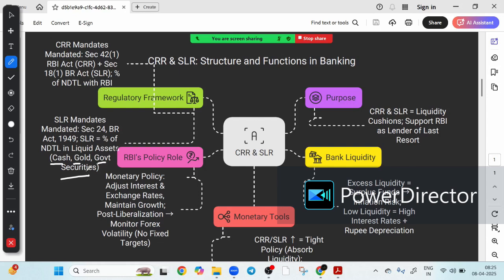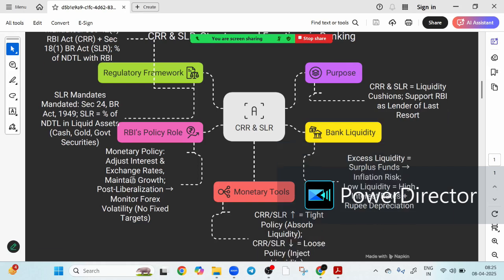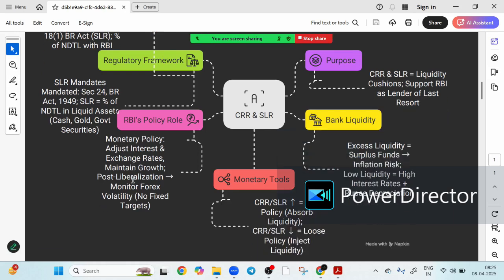But why do we need them? That is where the purpose comes in. Let's look at the purpose. On the right side you can see, CRR and SLR act like a liquidity cushion, which means they support the RBI in times of crisis and reinforce its role as a lender of last resort. Yes, these are the lender of last resort, right? When no one is available to pay for the bank, then RBI is there to pay for the bank.